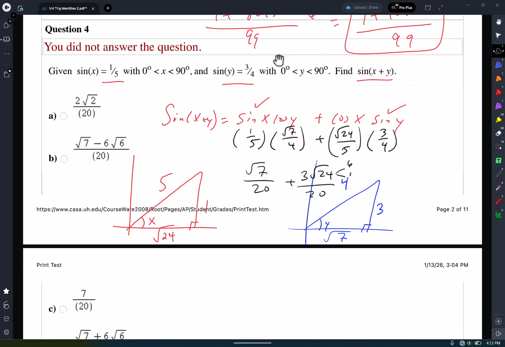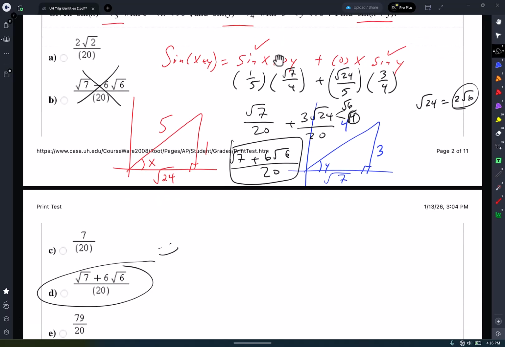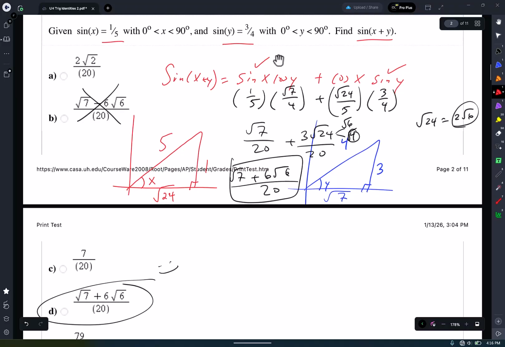24 is 6 times 4, and the square root of 4 is 2. So square root of 24 is equal to 2 square root of 6. So multiply that 3 times 2, so I have square root of 7 plus 3 times 2 is 6, 6 square root of 6 over 20. So let's look for that. Square root of 7 minus, nope. Letter D. Do you see how we did it, guys? Are you ready for question 5 or? Let me know.